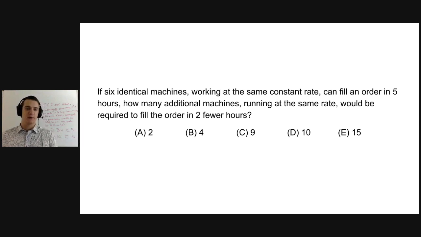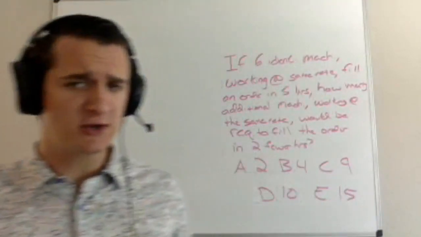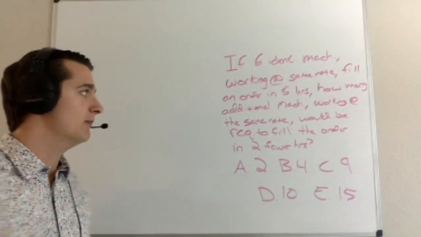Okay, hopefully you've had a second to work through this one. The question says, if 6 identical machines working at the same constant rate can fill an order in 5 hours, how many additional machines running at the same rate would be required to fill the order in 2 fewer hours? So here, again like we did with the first question, I'm going to bring things into a format that I recognize a little bit more. So let's take a look at this one on the board.